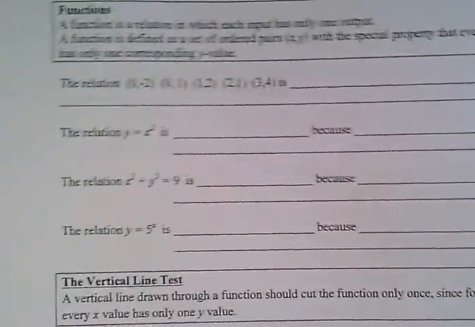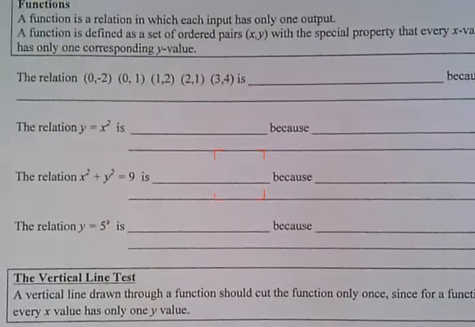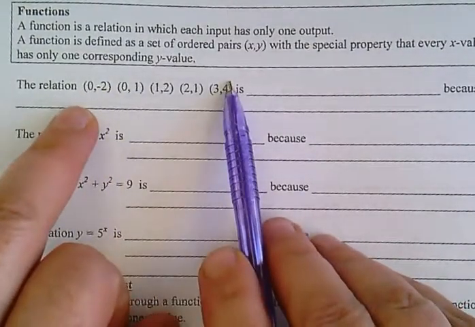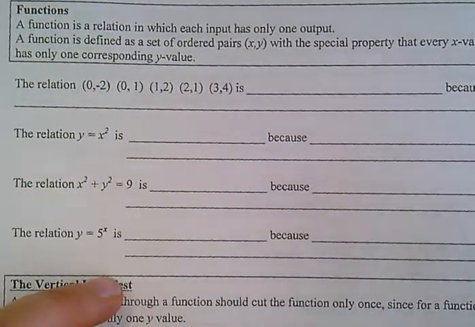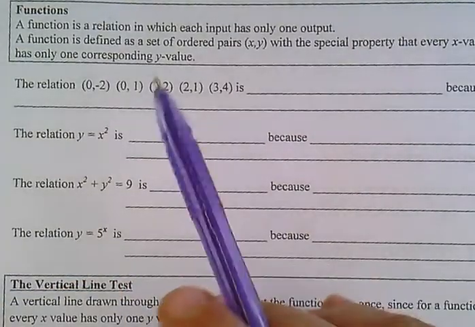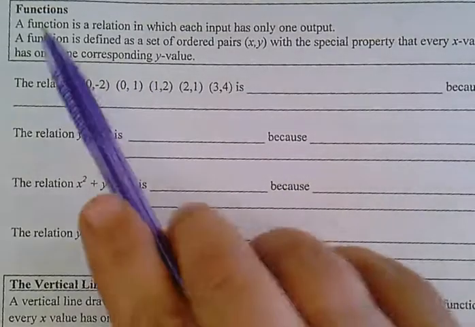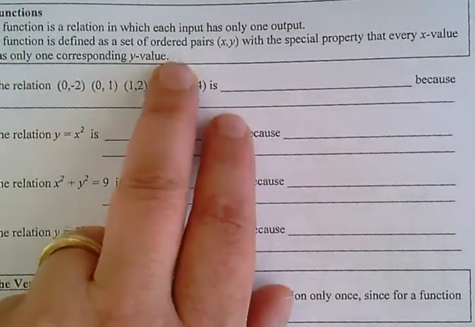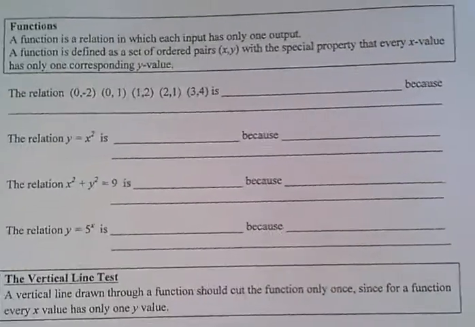So, a function is a relation in which each input has only one output. So, are we okay with that? You know those original points that we looked at over the first page, we did have those sets of points and they were graphed on the number plane. And we had these points shown with input, output. Do you remember those on the page before? Well, a function is a relation in which each input has only one output. A function is defined as a set of ordered pairs x, y with a special property that every x value has only one y value.